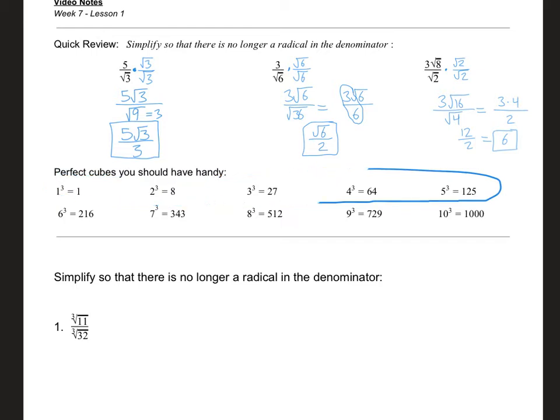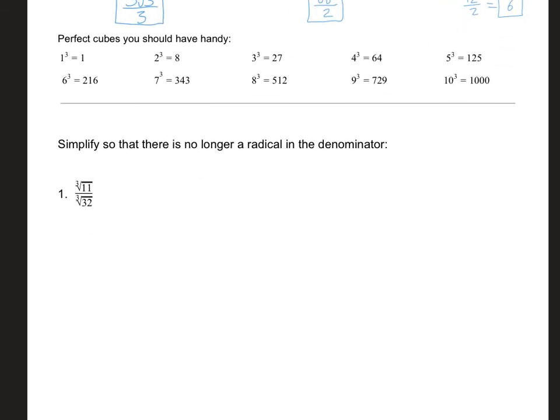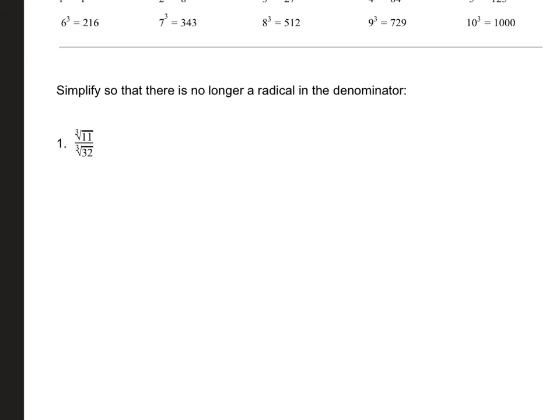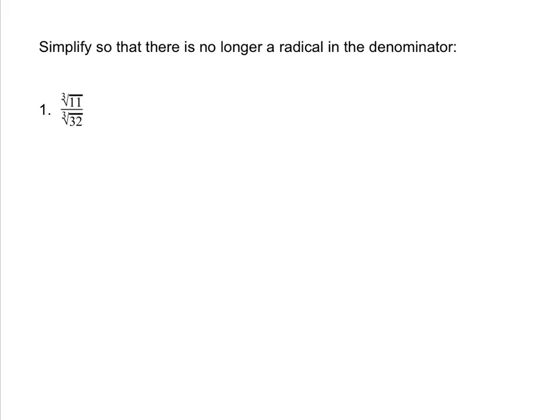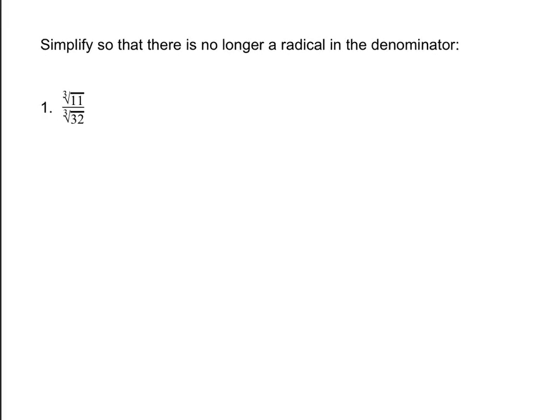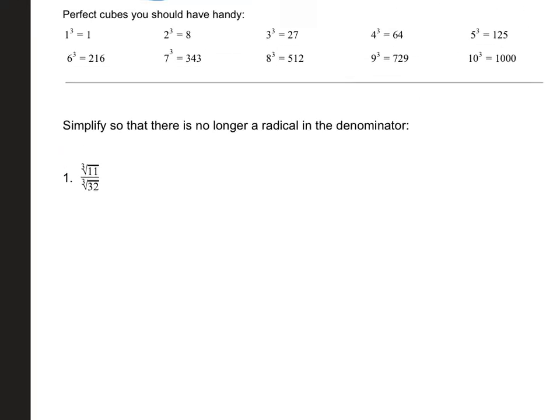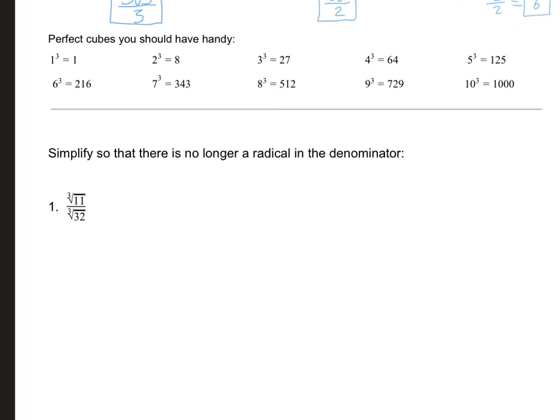So I'm going to get rid of that circle really quick. And so simplify so that there is no longer a radical in the denominator here, right? So it's really asking you to do the same thing as on top, but now we have a cube root, so it's going to change a little bit. The process is going to change. So you're going to need these perfect cubes to really help us out here.